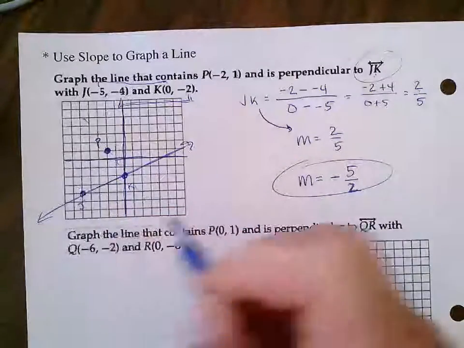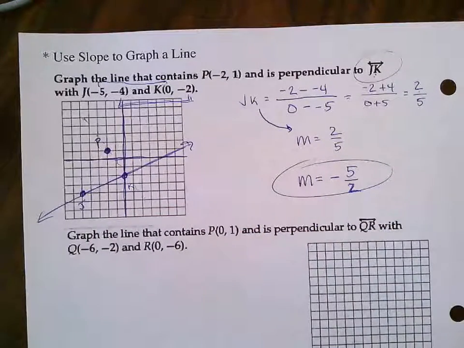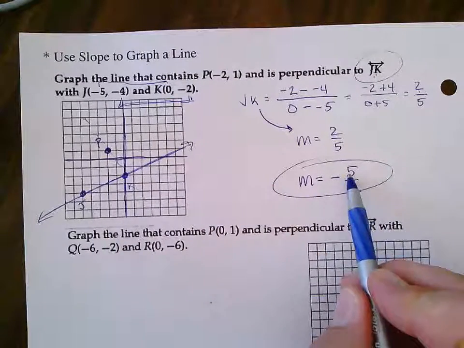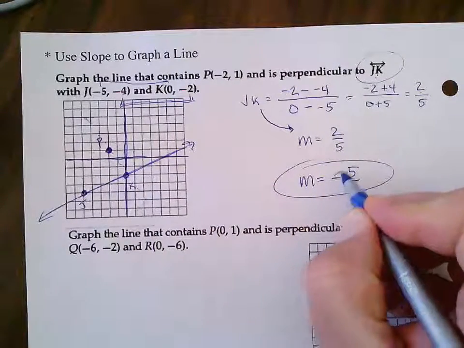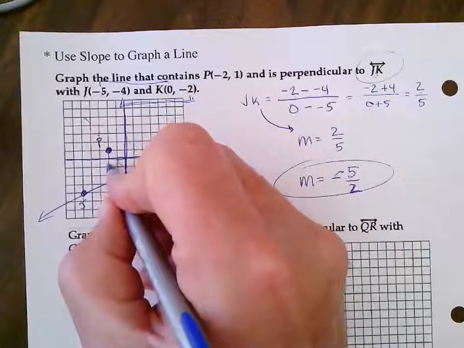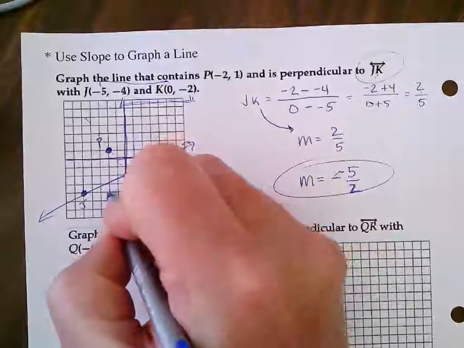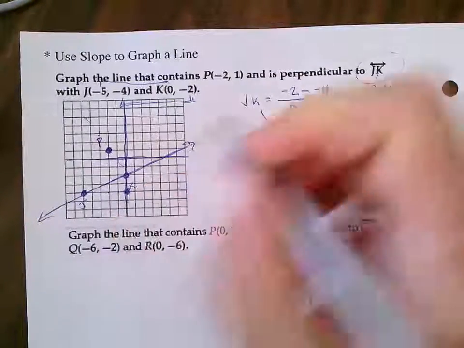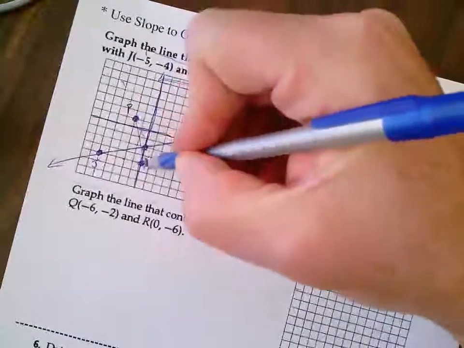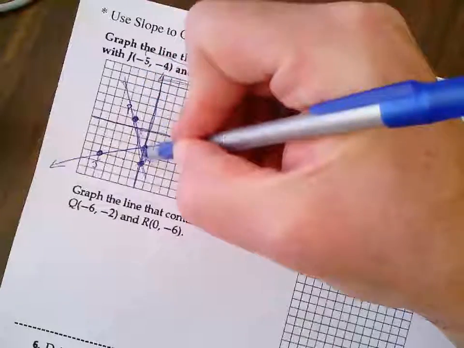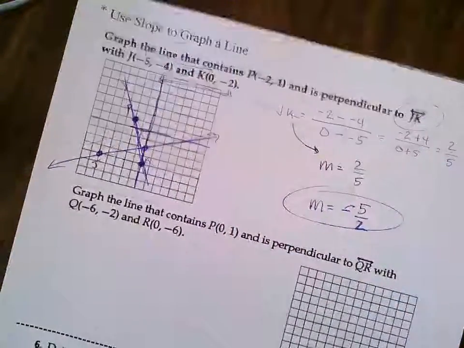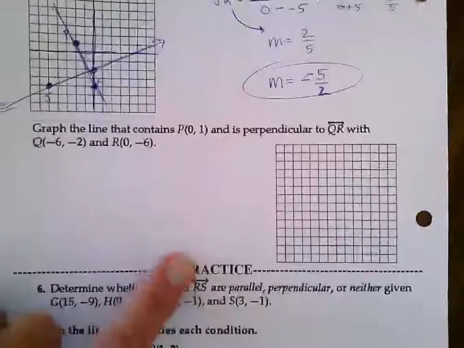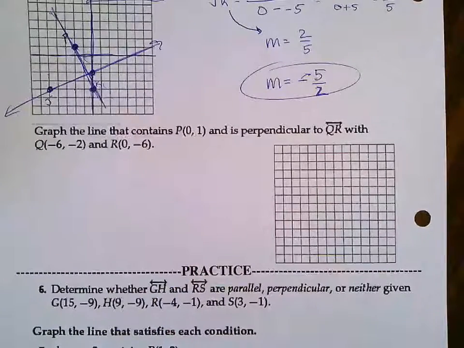So there's a lot going on here. Again, you can hit pause, go back and watch this again. But basically, my rise is negative 5. So I'll just put the negative up with the 5. So it's negative 5, 1, 2, 3, 4, 5, and then a positive 2, 1, 2. So that's where my line's going to go through, right there. And that is the line that is perpendicular to JK. Again, you can watch that again. It's a little confusing. Try this problem down here. And let's do this.